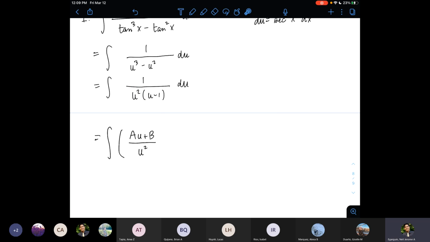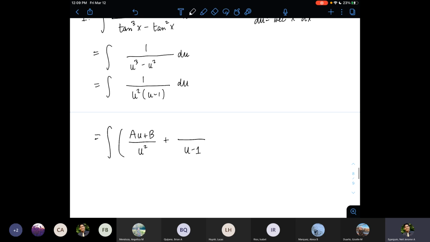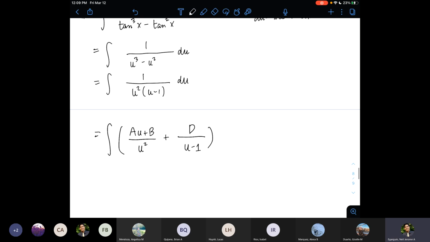Okay. Now we'll go to the second factor. The second factor is u minus 1. So u minus 1, non-repeated, so it gets 1 partial fraction. And the numerator would be 1 degree less than it. So let's put a d there. I'm just reserving the u for the arbitrary constant after we integrate.